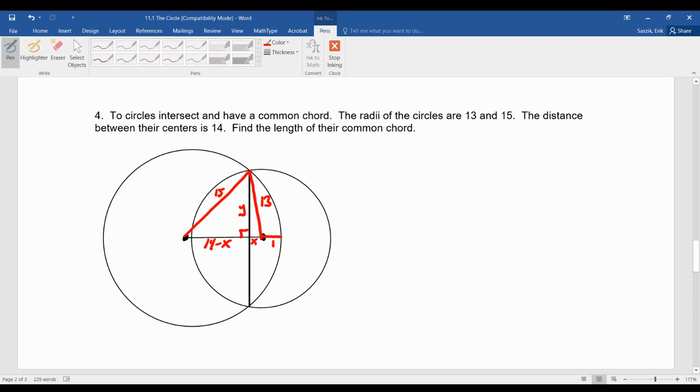Actually, anytime you have intersecting circles like this, the line connecting the centers is always going to be the perpendicular bisector of the common chord. All right.